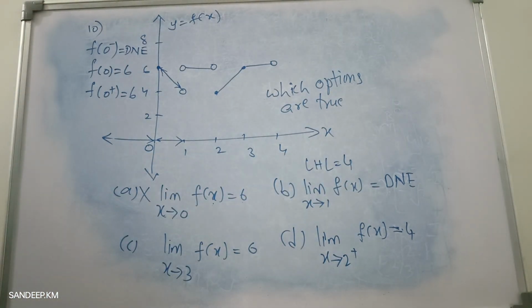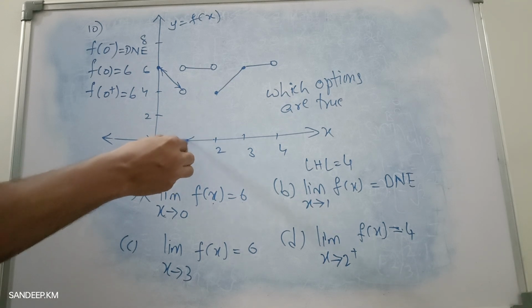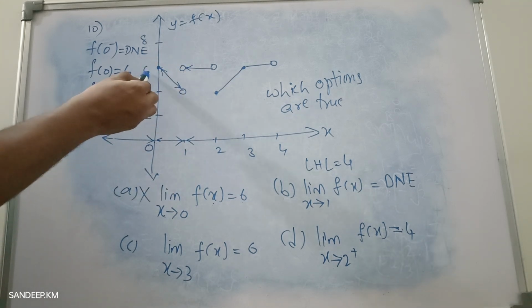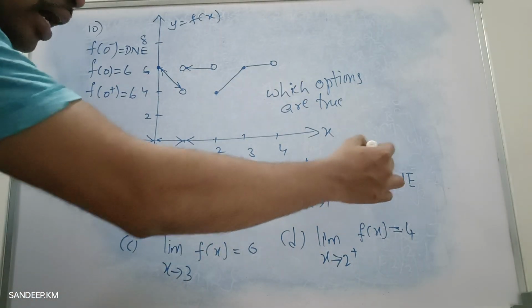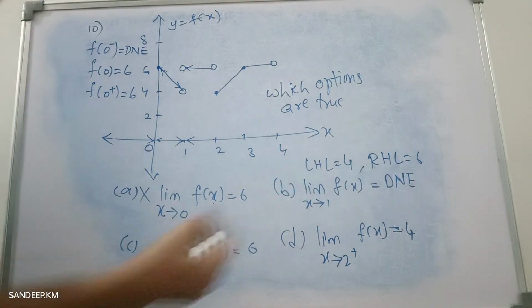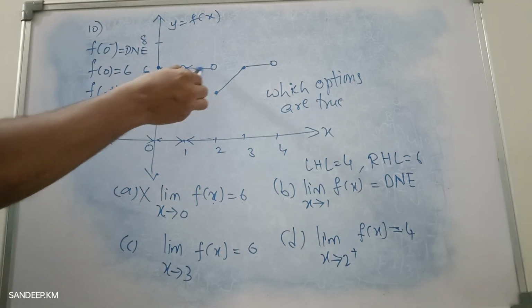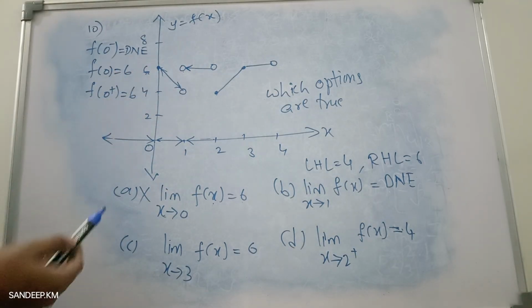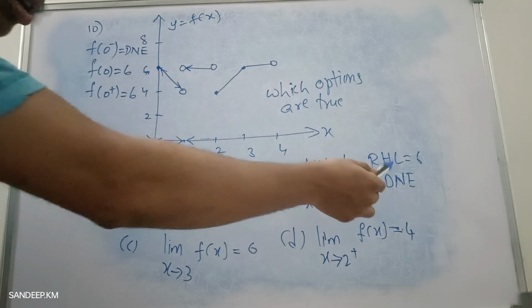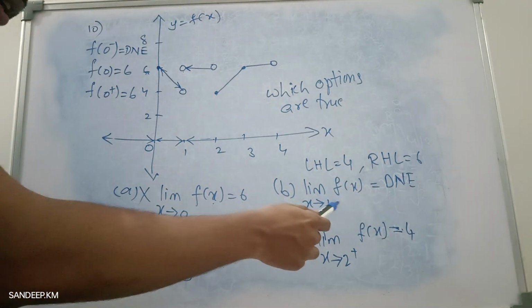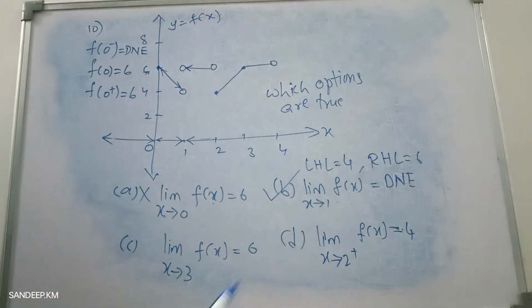What is the right hand limit? When input is approaching 1 from the right side, the graph is approaching what number? The graph is approaching 6. RHL is equal to 6, correct or not? Left hand limit is 4, right hand limit is 6. Left hand limit is not equal to right hand limit. Therefore, the limit does not exist and it is a correct option.